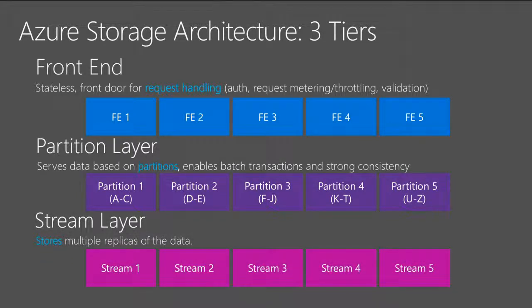And then finally, we've got the stream layer, also known as the data layer. This is where the data actually lives. So this is where we actually put 3 copies of all the data. This one, you'll actually see, knows very, very little about the data. It knows almost nothing about the data. It doesn't care whether it's blobs or tables or anything like that. To the data layer, it's all just data.